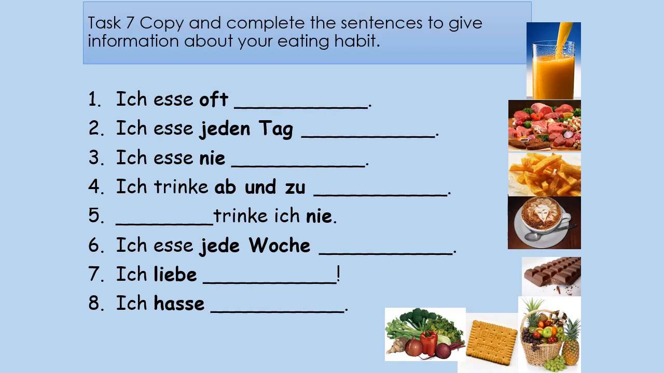So now you know from task 6 what those sentences meant. It's over to you for task 7. I've given you sentence starters and you're going to fill them in with some kind of food or drink at the end, obviously in German. Tell us about what you eat often, every day, never, now and again, and what you love and what you hate.